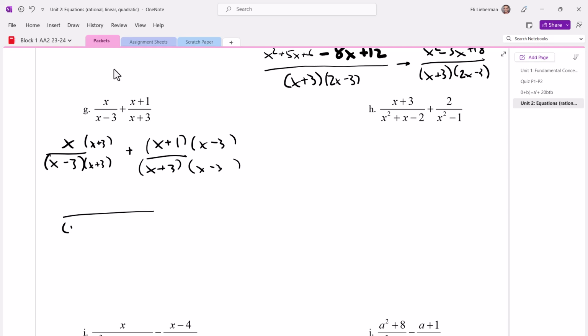We have a denominator, x plus 3 times x minus 3. Top is x squared plus 3x. Not a lot of caution right here, so I can go ahead and distribute x squared minus 3x plus 1 is minus 2x minus 3.